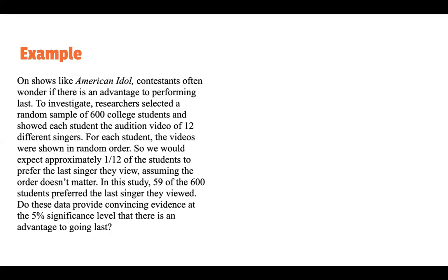So it says we would expect approximately 1/12 of the students to prefer the last singer they view. Because order doesn't matter, that means the probability that they choose that is just 1/12, assuming people are robots and they just randomly choose one singer. In this study, 59 of the 600 preferred the last singer they viewed. Do these data provide convincing evidence at the 5% significance level that there is an advantage going last? So 0.05 is going to be the significance level. Okay, we might have to refer back to this for some time, but let's start with our response.